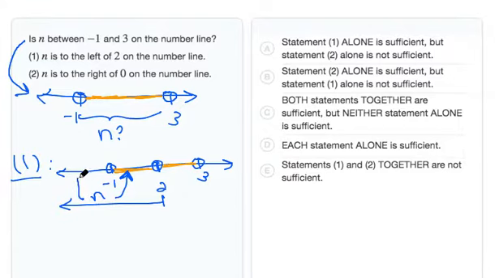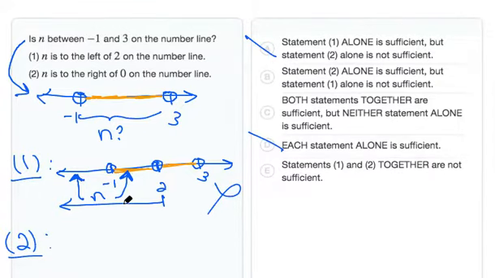But n could also be somewhere over here, like -2 or -5, -100. We have no idea. So since we don't know whether it's to the left or right of -1 here, that's not enough information to conclude a definitive yes or no answer to our question. So this statement alone is not sufficient, since we can't conclude yes, it's in this range, or no, it's not in this range. It depends on where n is. We can eliminate answer choices A and D, meaning we have to go ahead and check statement 2.